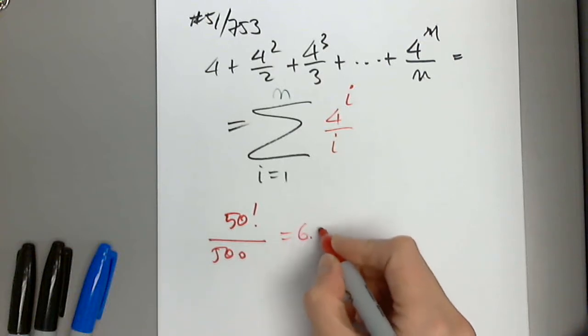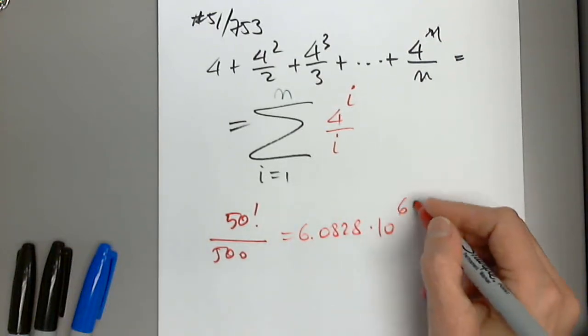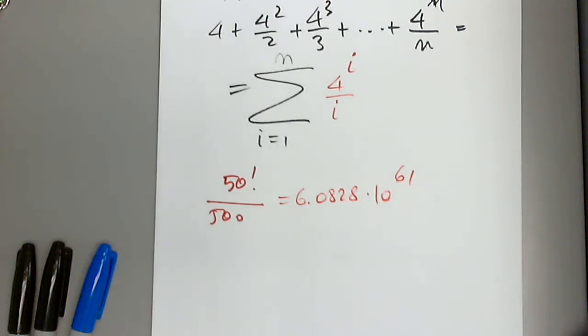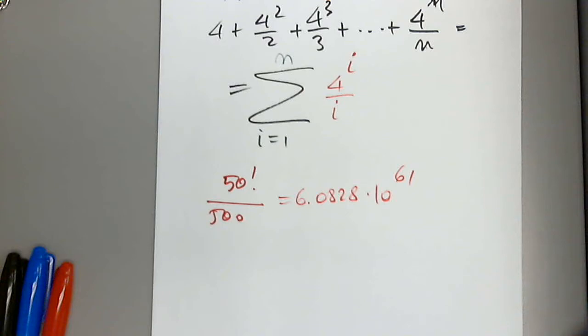So 6.0828 times 10 raised to the 61. Yes, you have to write this in scientific notation. All you have to do is times 10 to 61. You don't have to write zeros. Will you put 61 zeros? Please don't, because I'm not going to count them.